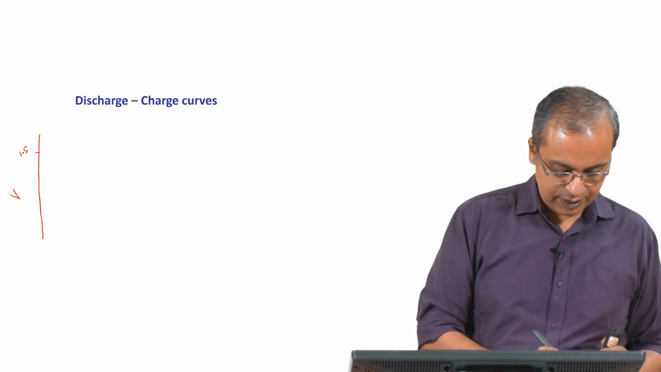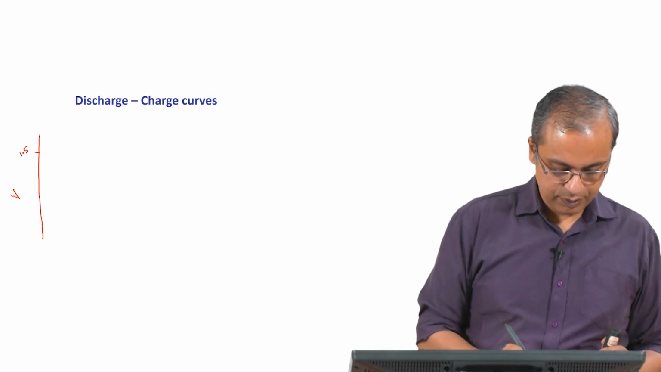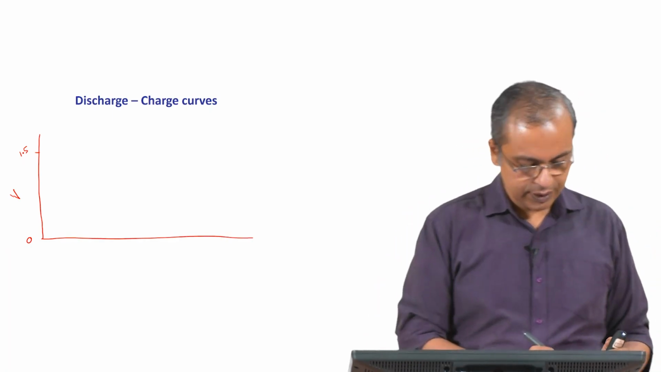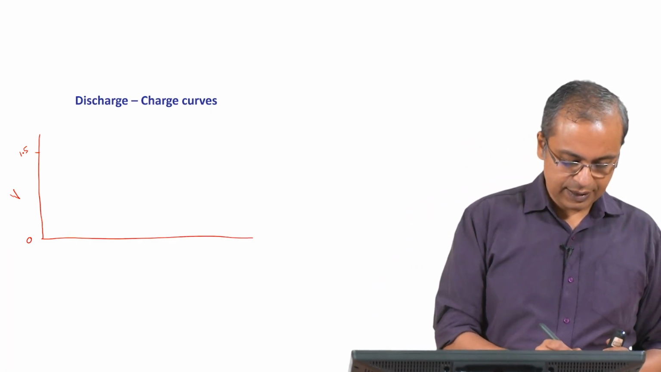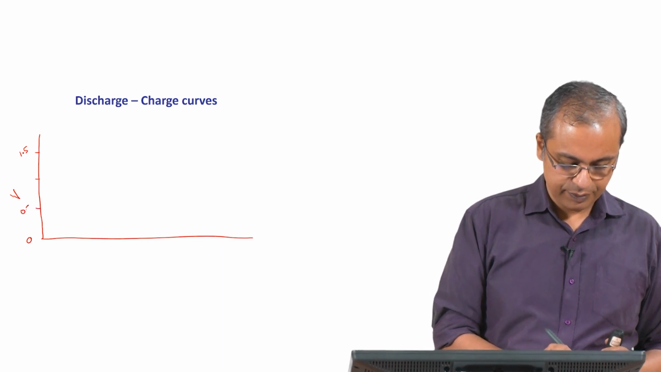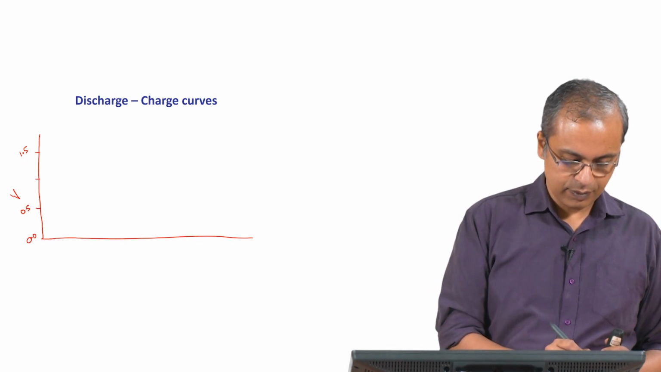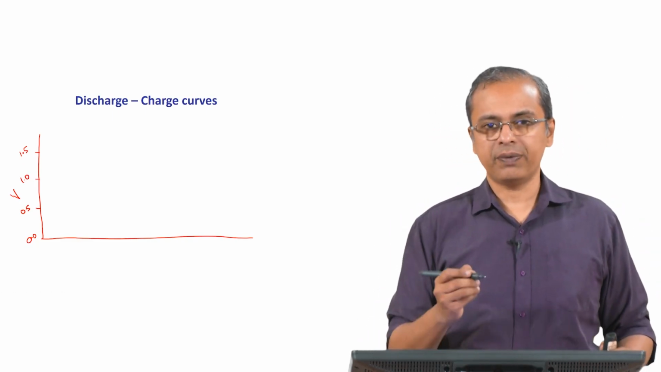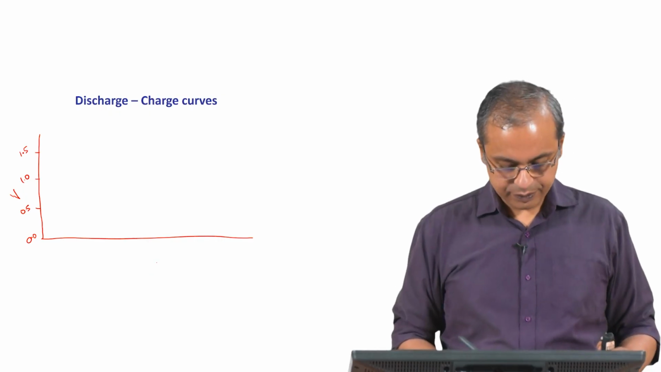So let me say this is 0. I have the x axis here, so this is 0. I will say this is 1 and this is 0.5. So this is 0 volt, 0.5 volt, 1 volt, 1.5 volt.